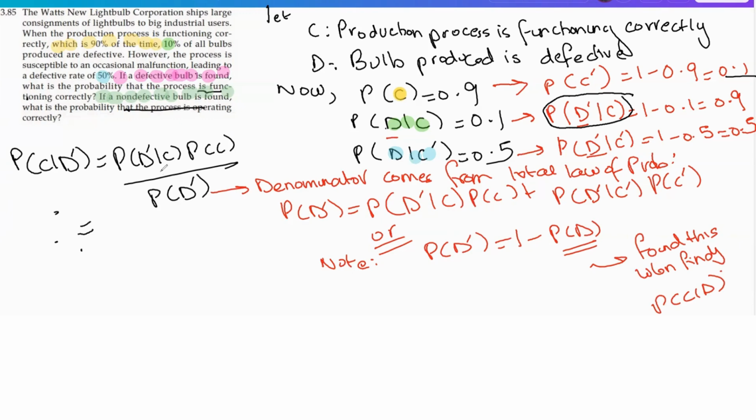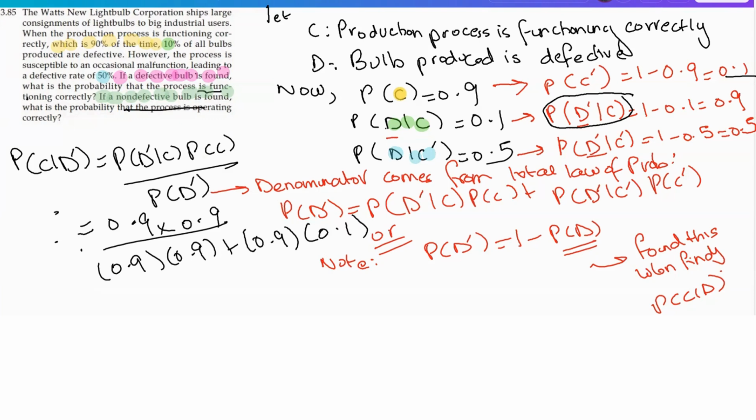So the probability of D prime given C, we found this to be 0.9 using the complement rule. The probability of C is 0.9. If we apply the total law of probability, then it is 0.9 into 0.9, plus the probability of D prime given C prime, which is 0.9, into the probability of C prime, which is 0.1. If you calculate this, it turns out to be 0.941.